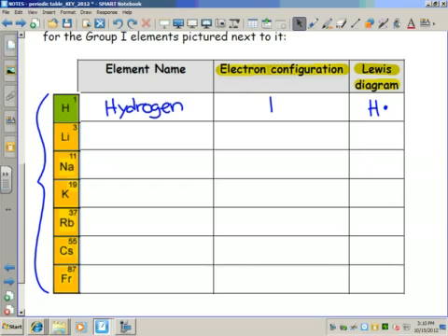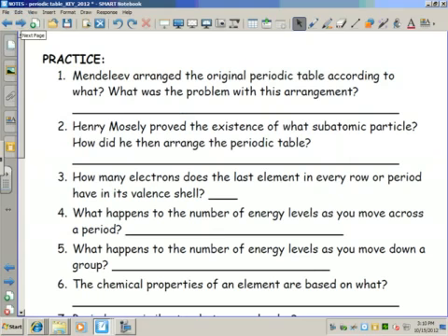You're going to continue to go through, do the same for the rest of the elements here. Again, focusing on electron configuration and Lewis diagram, looking for similarities and differences. And then you'll finish up with a practice, and we will go over this all tomorrow to start the class. So make sure you're writing down any questions you might have, and we'll see you bright and early tomorrow.